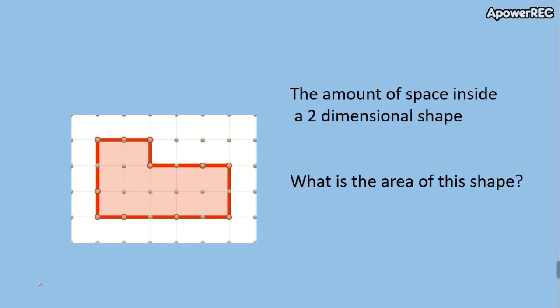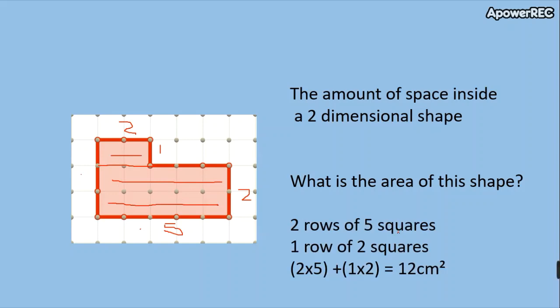Okay, so we're looking for the amount of shaded space inside our two-dimensional shape. I'm going to divide this up into 2 rectangles. 1, 2, 3, 4, 5, and 2, and 1, 2, and 1. So I have got 2 rows of 5 and 1 row of 2. 2 rows of 5 squares gives me 10 squares. 1 row of 2 squares gives me 2. So my area is 12 centimetres squared again.